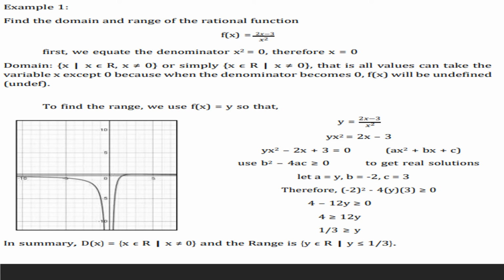So, in summary, again, our domain is x is any element of real numbers such that x is not equal to 0, and the range now is y is any element of real numbers such that y is less than or equal to 1/3. Take note kapag inequality, di ba, nilipat natin, pinagpalit natin yung variable and our constant, mag-change yung ating symbol. So, mababaliktad siya. From greater than, naging less than. Okay, so that is it for an example of domain and range. Mas marami pang example nandyan po sa ating module.